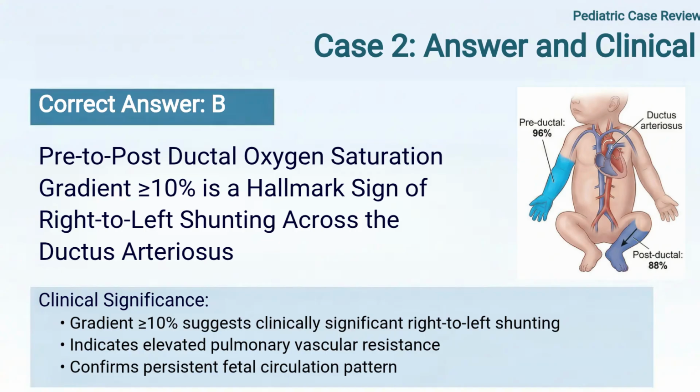A gradient of 10% or more is a hallmark sign of right-to-left shunting across the ductus arteriosus. This finding carries significant clinical meaning. It indicates elevated pulmonary vascular resistance and confirms persistence of the fetal circulation pattern. Preductal saturation, measured at the right hand, reflects blood that has not yet passed the ductus arteriosus. Postductal saturation, measured at the lower limbs, reflects blood mixed with deoxygenated blood shunted through the ductus. A gradient of 10% or more is clinically significant and should prompt urgent evaluation for PPHN.